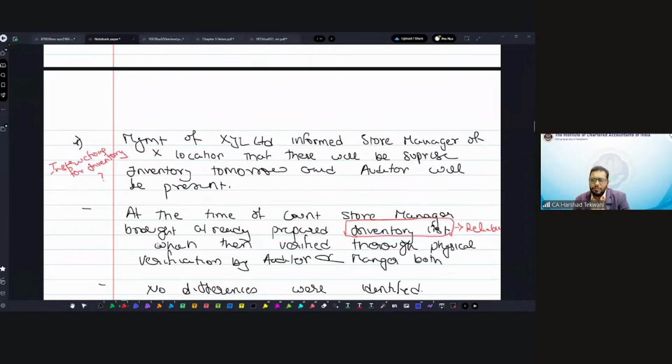Okay, but the store manager is monitoring. Let's say store people are doing the count, and the store manager is monitoring. And there is also an internal auditor. The internal auditor will also verify.